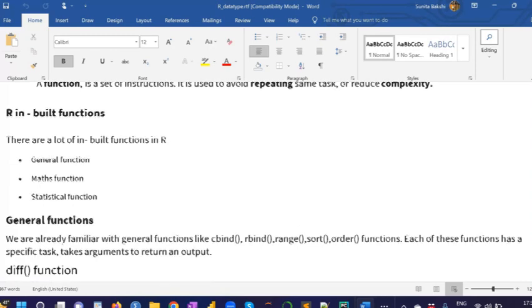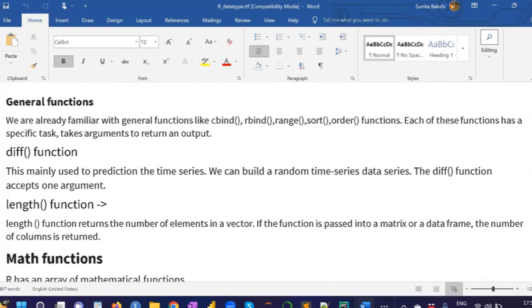In general functions, we use the diff function and the length function, and there are some other functions too, like cbind, which is column bind. We know about rbind, and range. Whenever we use range, we give the range, and sorting is in descending or ascending order. These are also used. Mainly, there are two main functions, diff and length.